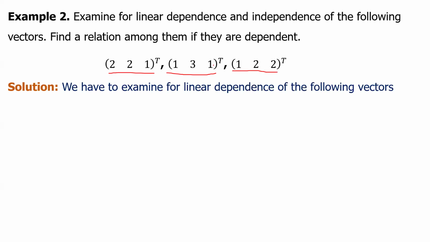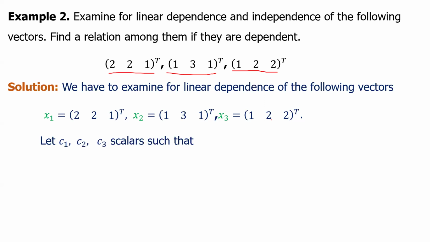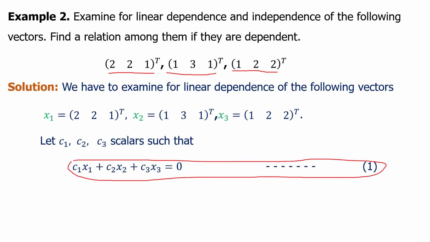Let us get its solution. We have to examine for linear dependence of the following vectors: x1 equal to (2, 2, 1) transpose, x2 equal to (1, 3, 1) transpose, and x3 equal to (1, 2, 2) transpose. Let C1, C2, C3 be three scalars such that C1 x1 plus C2 x2 plus C3 x3 equal to 0. Let us call this equation number 1.